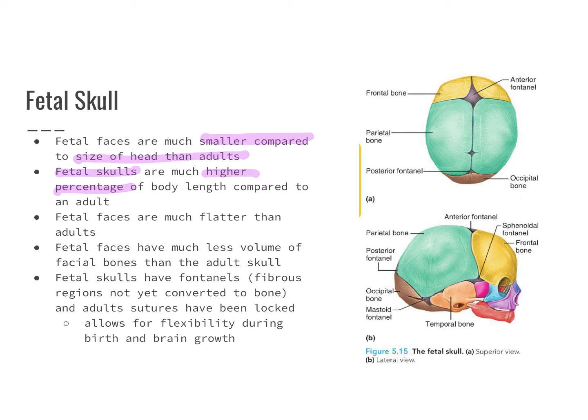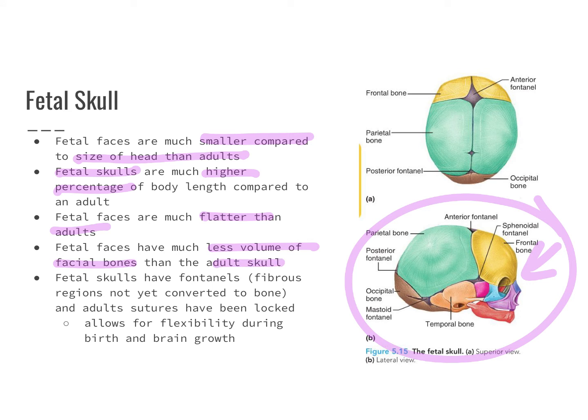Fetal faces are much flatter than adults. Especially if you look at the lateral picture right here, their cheekbones aren't prominent, their nose, their jaw, they're not prominent. That's something that happens during puberty when the facial bones start to really define themselves and come out. That's why babies have cute little soft chubby faces. It's just because their facial bones are much flatter underneath. Fetal faces have less volume of facial bones than the adult skull. It's kind of the same concept we just talked about.